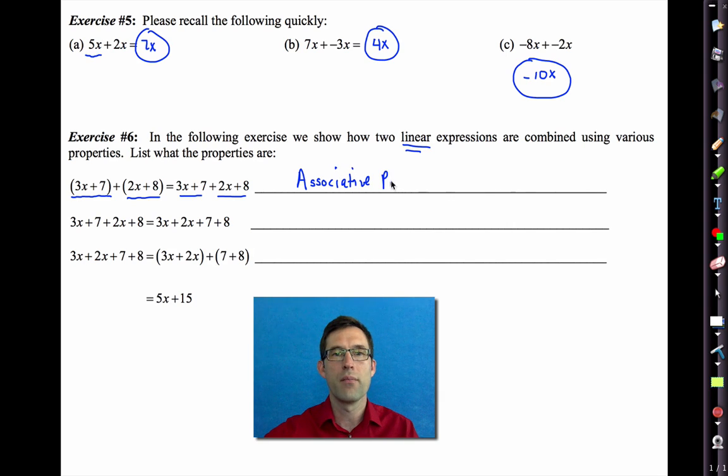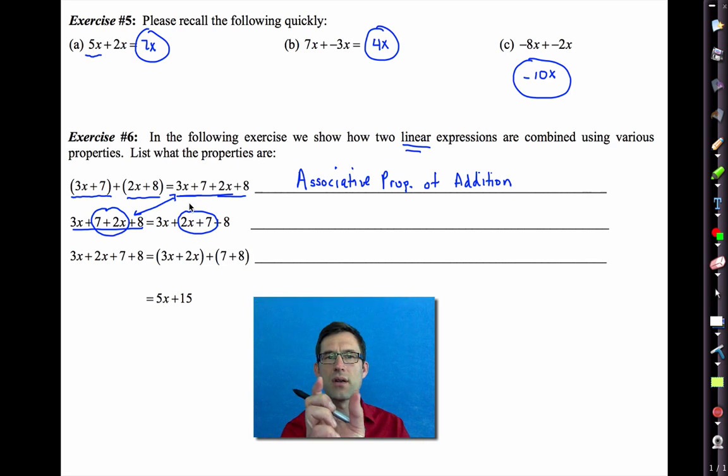We're going to abbreviate property, and this is important, of addition, because we didn't do anything with multiplication there, it was all addition. All right, now notice that this line and this line are the same. So now when we take this line and compare it to this, what happened? We essentially said that 7 plus 2x was the same as 2x plus 7. We just took that addition and we reversed its order.